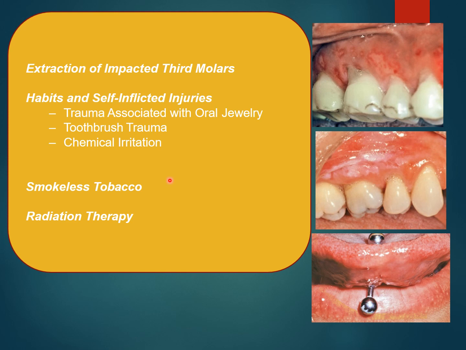Then radiation therapy, as we said, can affect malignant cells as well as normal cells. Also, radiation therapy leads to dryness of the mouth, which affects oral hygiene maintenance. So this will lead to gingival inflammation and an effect on the periodontium. So these are the predisposing factors.